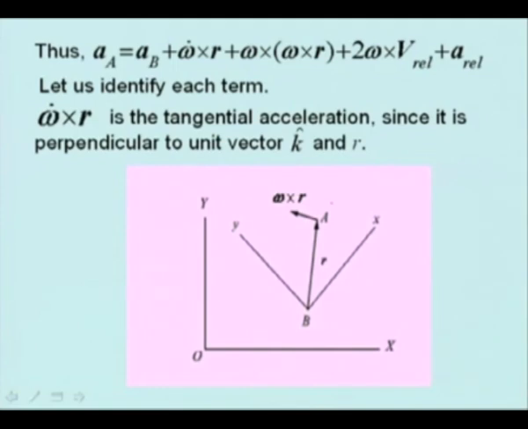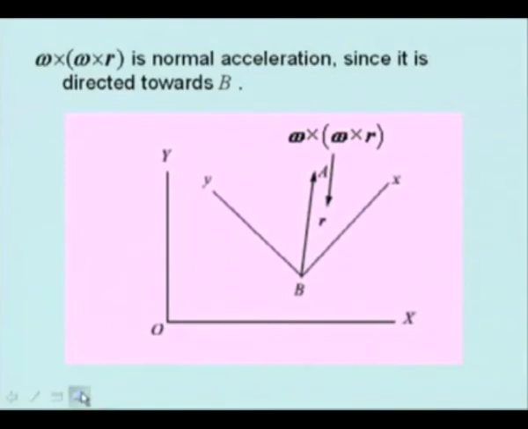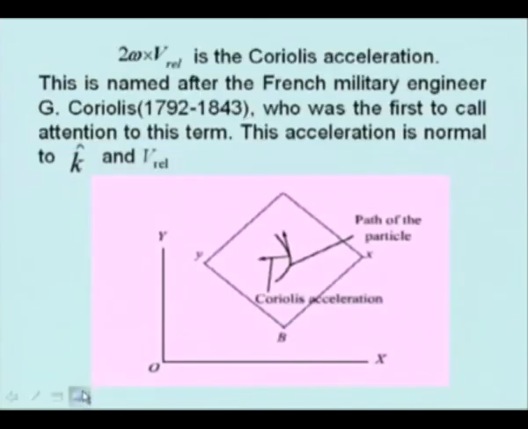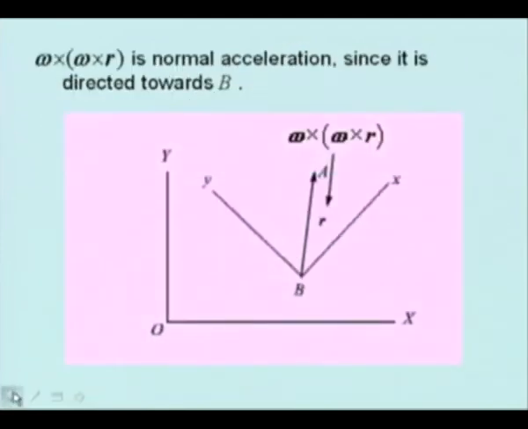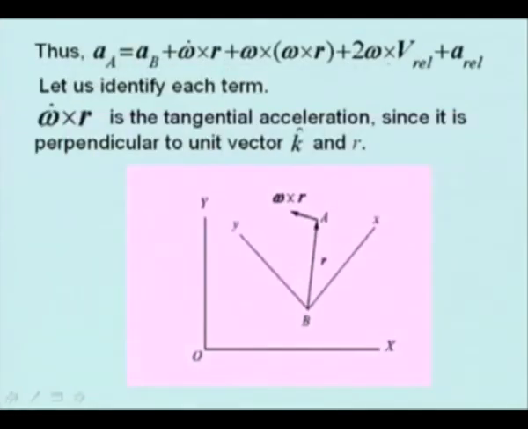This is shown here. Omega cross omega cross r is normal acceleration, since it is directed towards B. Omega cross r will be towards j, and j cross k again gives you i. So, this is towards B, and this is called normal acceleration, or the same thing as centripetal acceleration.